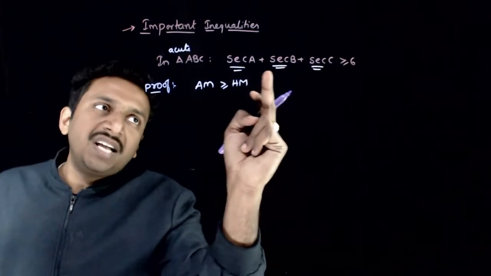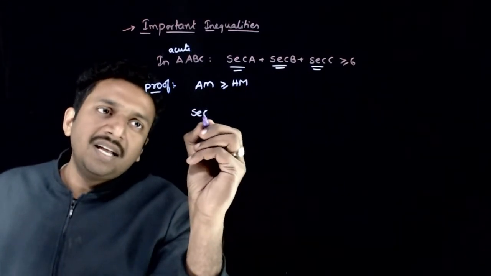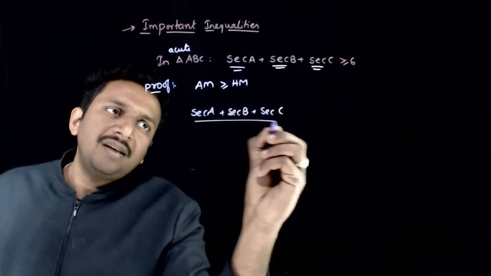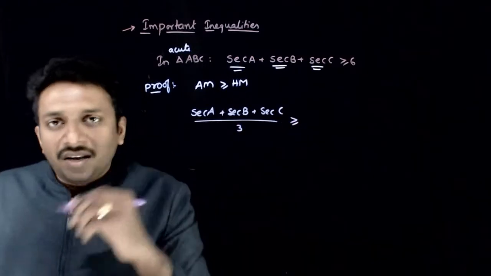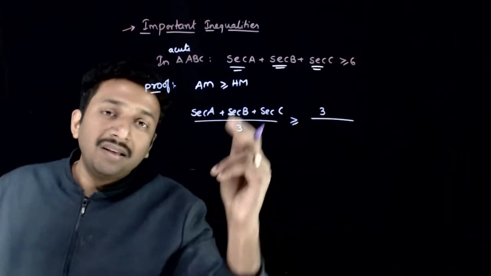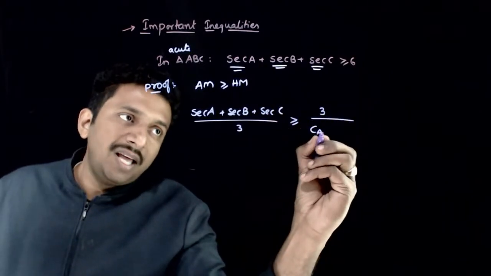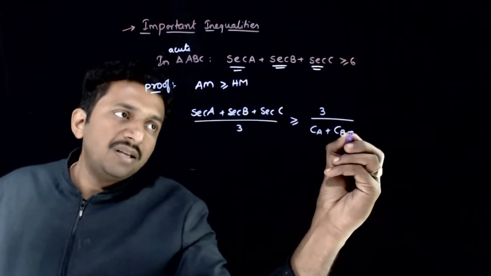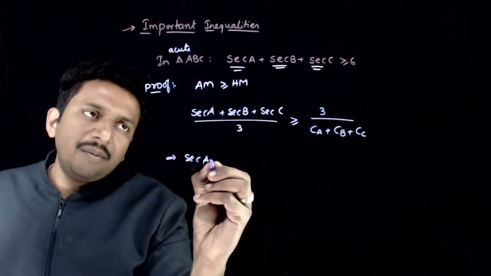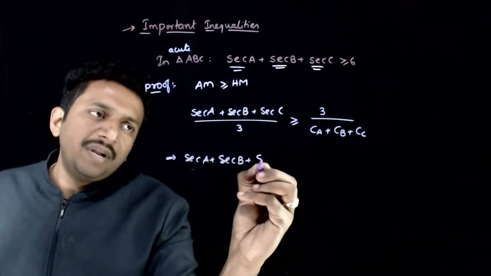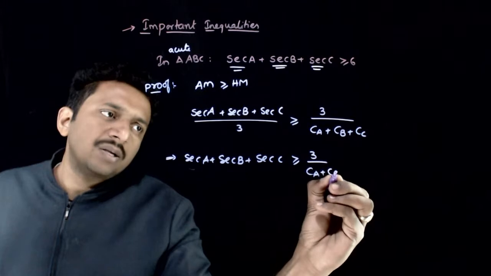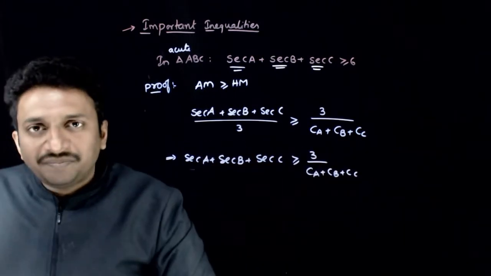So the arithmetic mean of secant A, secant B, secant C, which is (secant A plus secant B plus secant C) by 3, is always greater than or equal to the harmonic mean of these three numbers, which is 3 divided by (1 by secant A, which is cos A, plus 1 by secant B, which is cos B, plus 1 by secant C, which is cos C). And this implies secant A plus secant B plus secant C is always greater than or equal to 9 by (cos A plus cos B plus cos C).